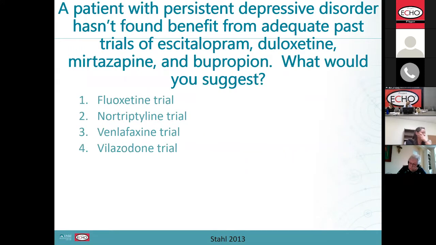All right, next question. Patient with persistent depressive disorder hasn't found benefit from adequate past trials of escitalopram, duloxetine, mirtazapine, and bupropion. What would you suggest? Would you suggest 1, a fluoxetine trial, 2, a nortriptyline trial, 3, a venlafaxine trial, or 4, a vilazodone trial? What do you all think?